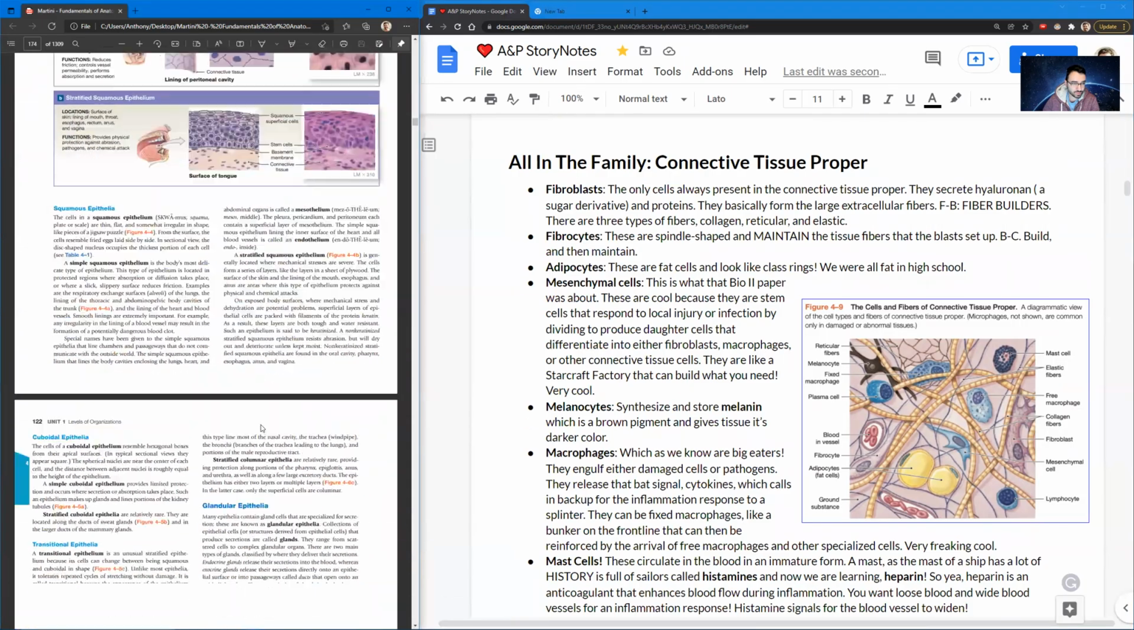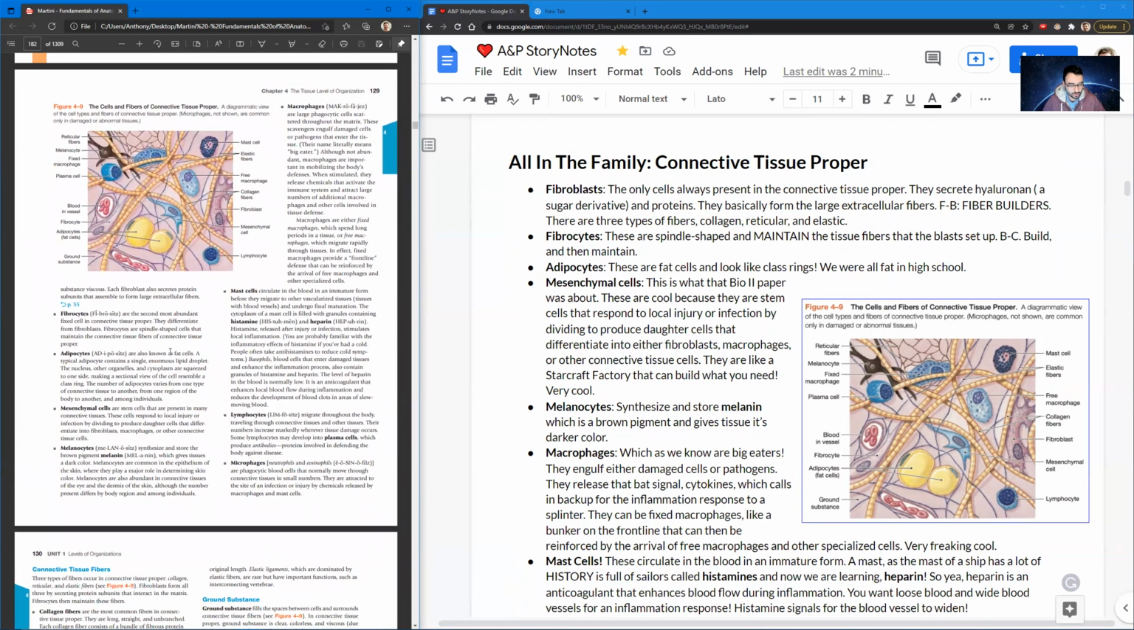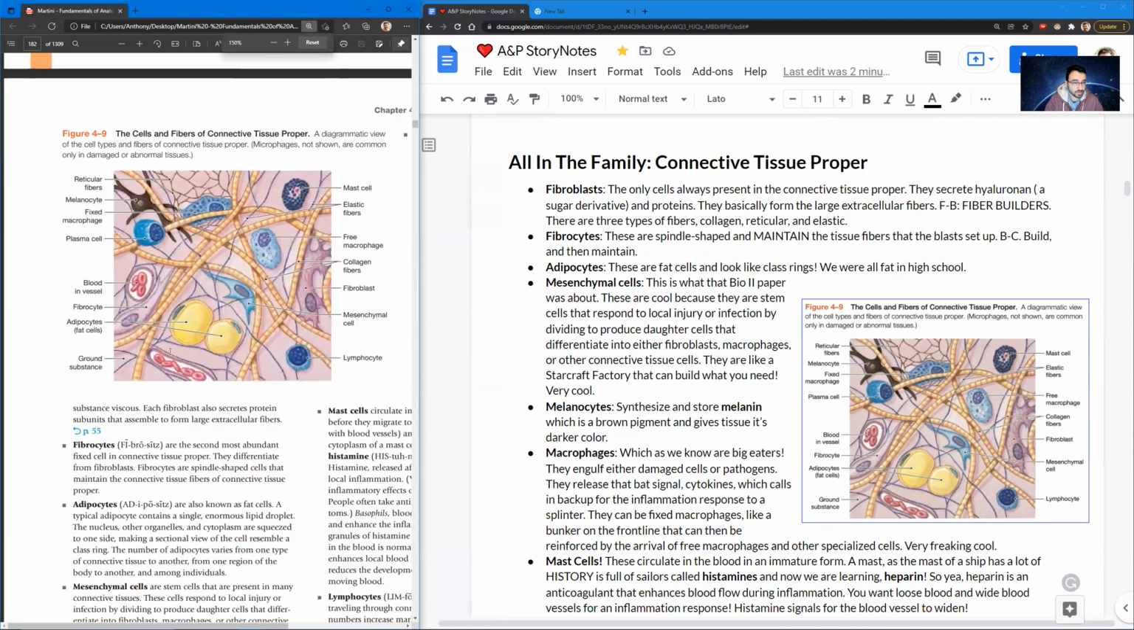And let's see if we can get a larger picture here on the left. So we can see those fibroblasts here. And let's see if we can find a fibrocyte. Yeah, so a little bit more spindle-shaped right here. So they maintain the tissue fibers that the blasts set up. So BC, you could say build. The B comes first, and then C is, I don't know, maintain.